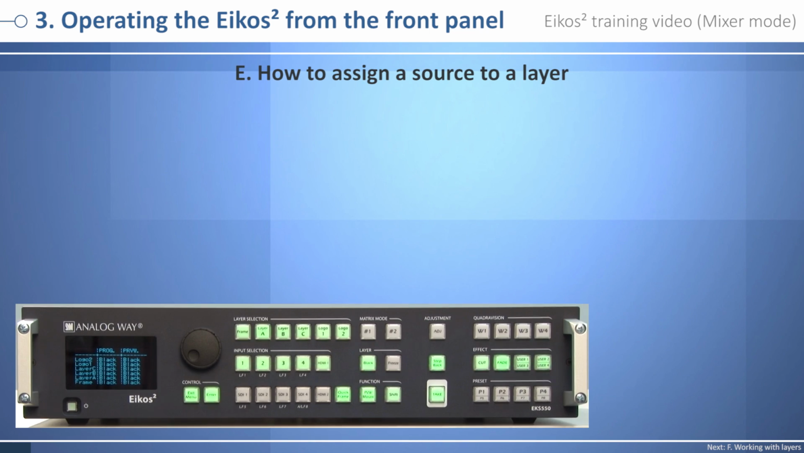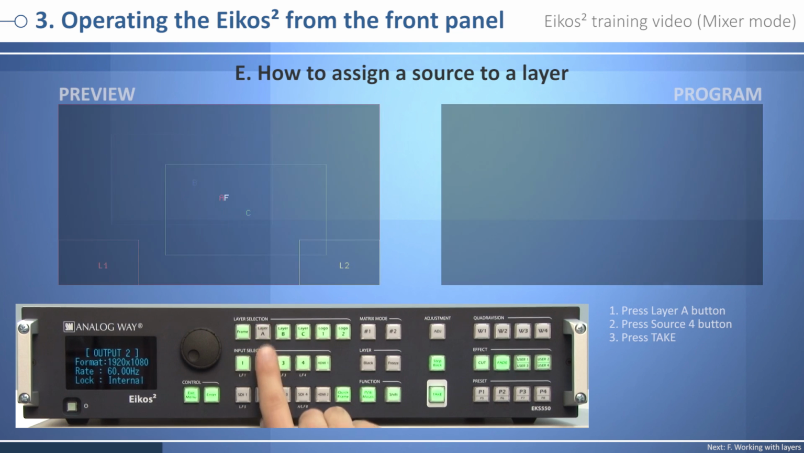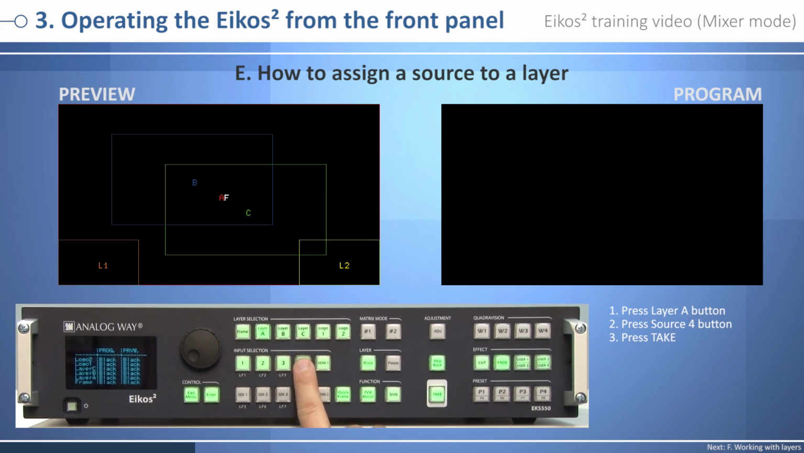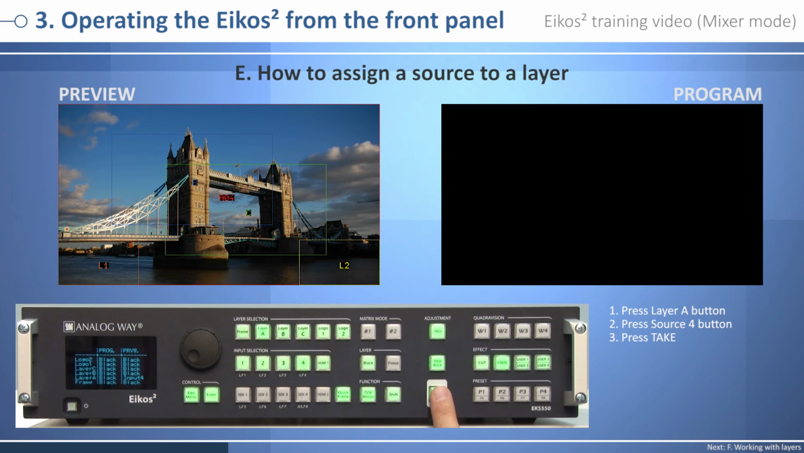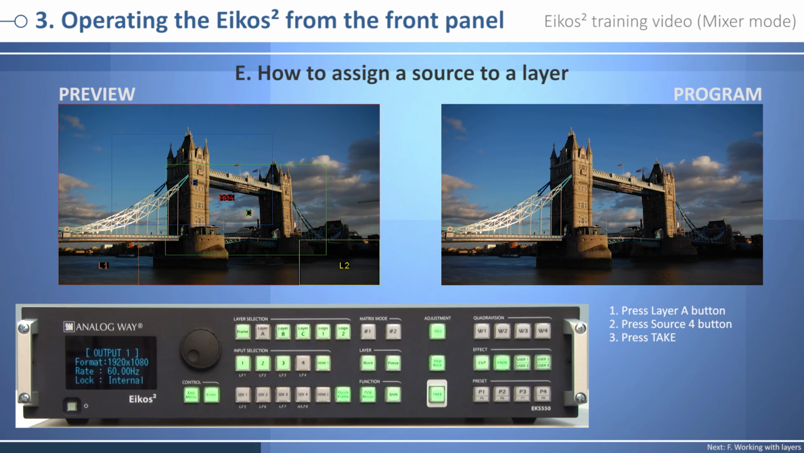How to assign a source to a layer. Using the front panel, you will always work with the preview bus. It is not possible to modify the program. To assign a source to a layer, press on Layer A and press on Source number 4. Press Take to view the result on the program screen.